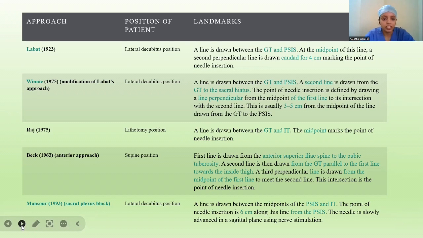Beck described an anterior approach to the sciatic nerve block. Here, the patient is kept in supine position, and a line is drawn from the anterior superior iliac spine to the pubic tuberosity. A second line is drawn parallel to the first line from the greater trochanter. From the midpoint of the first line, a perpendicular line is drawn to meet the second line, and this intersection is used as the point of needle insertion. The problem with the anterior approach to the sciatic nerve is that it is a very deep block and it is difficult to perform technically.